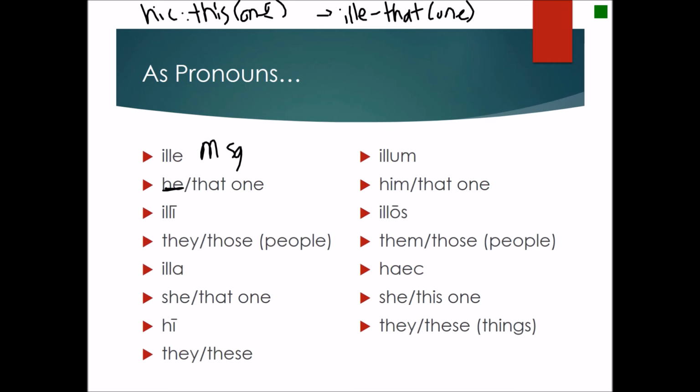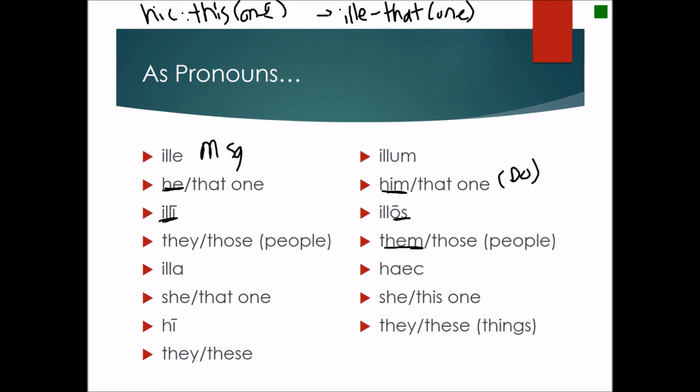And you can see the answers up on the board. Illi is a potential nominative plural, so we would translate it as they or those people, those ones. Illa as a feminine can be translated as she or that one, that girl. Hi as a nominative plural can be translated as they or these people, these humans. Illum is an accusative, so we're going to use the translation option of him, or conversely, that one used as a direct object. Illos, again, accusative plural, so we'll translate as them or those people.